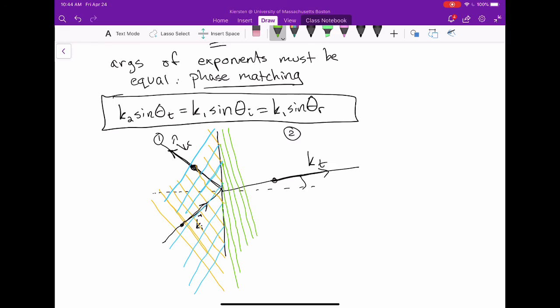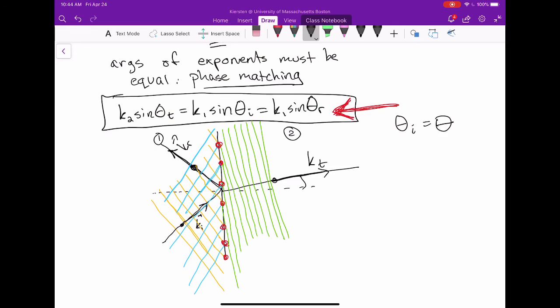These phase fronts, too, are perpendicular to the direction of propagation for the transmitted wave. But you can see that at all of these points on the interface, these surfaces of constant phase intersect, and they are the same distance apart on the interface. That is the phase matching condition that Snell's law is enforcing. And out of this expression, we can get Snell's law in the way that we are used to seeing it, which is that the incident and reflected angles are equal, and that sine theta t is equal to k1 over k2 times sine theta i.